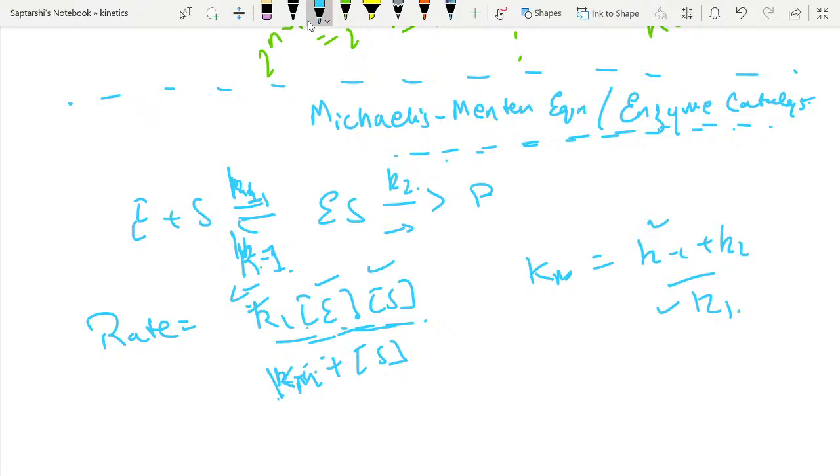And this part will be like K2, right? Because the rate equation depends on the last step, which is the main step. So this is called K2.